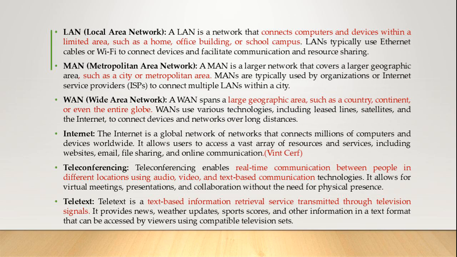MAN, Metropolitan Area Network. A MAN is a larger network that covers a larger geographic area, such as a city or metropolitan area. MANs are typically used by organizations or Internet Service Providers, ISPs, to connect multiple LANs within a city. WAN, Wide Area Network. A WAN spans a large geographic area, such as a country, continent, or even the entire globe. WANs use various technologies, including leased lines, satellites, and the Internet, to connect devices and networks over long distances.